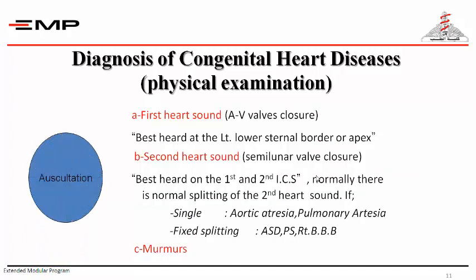Also, by auscultation, we need to auscultate the first heart sound, which represents the AV valve closure, and this is best heard at the left lower sternal border or the apex. And the second heart sound, which represents the semilunar valve closure, is best heard at the first and second intercostal space. Normally, there is normal splitting, but if it's a single heart sound, it may represent aortic atresia or pulmonary atresia because one of the semilunar valves is lost, or fixed splitting, as in pulmonary stenosis because of the shunting, or we can hear murmurs due to left to right shunt, right to left shunt, or obstructive lesions.